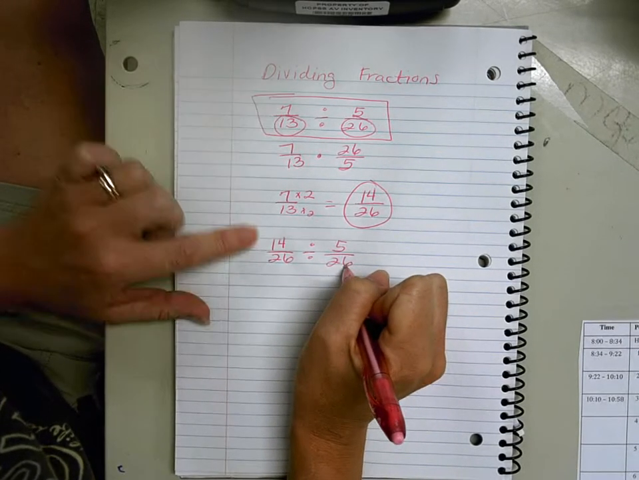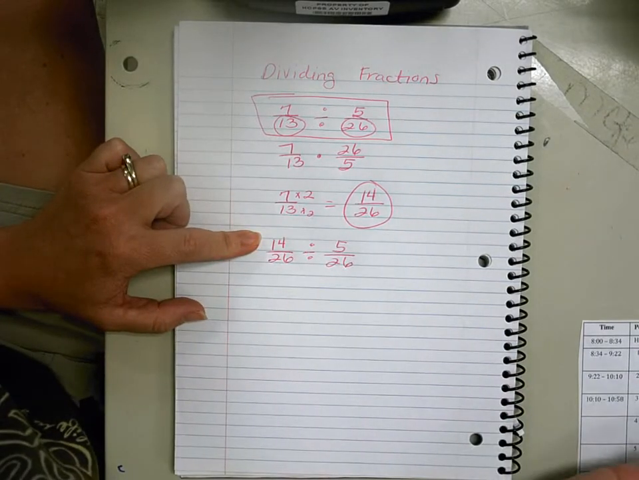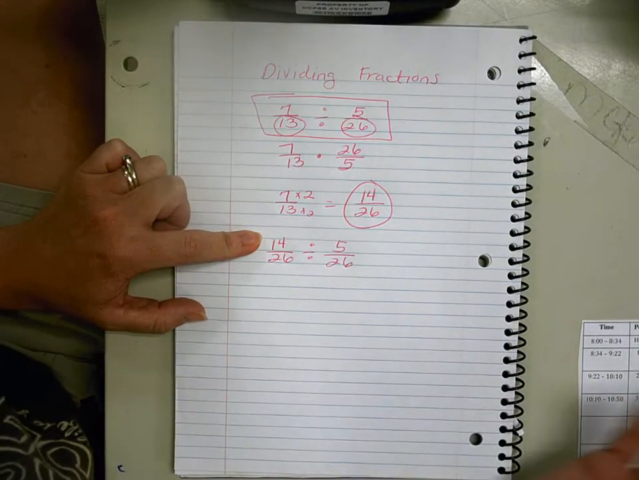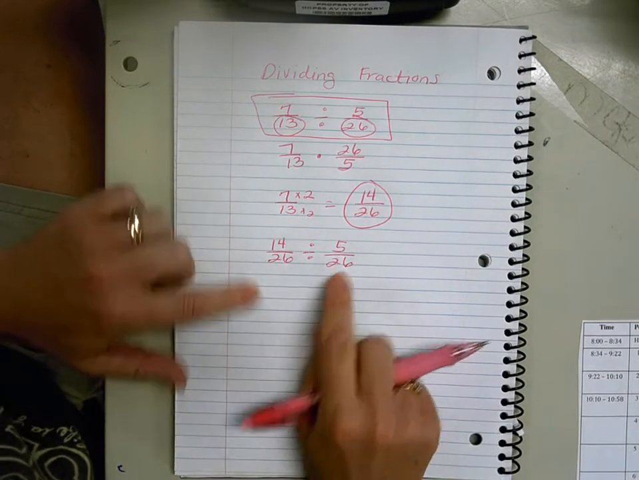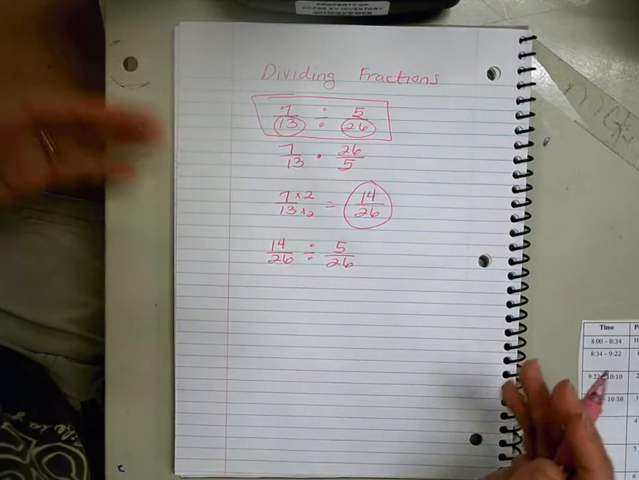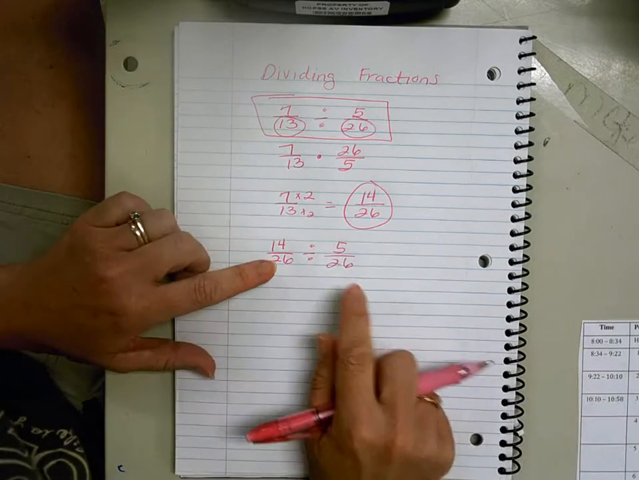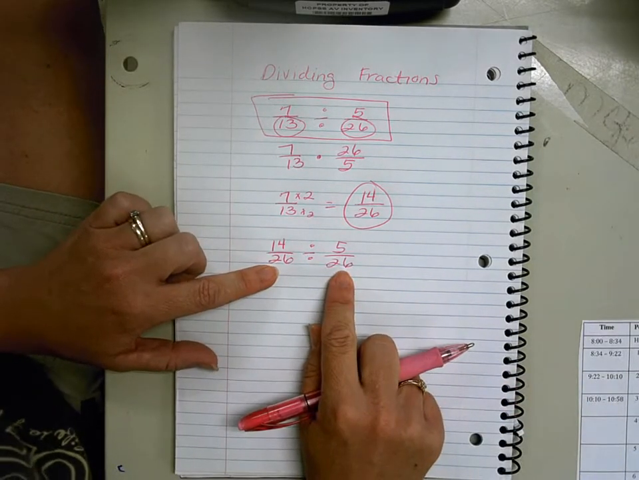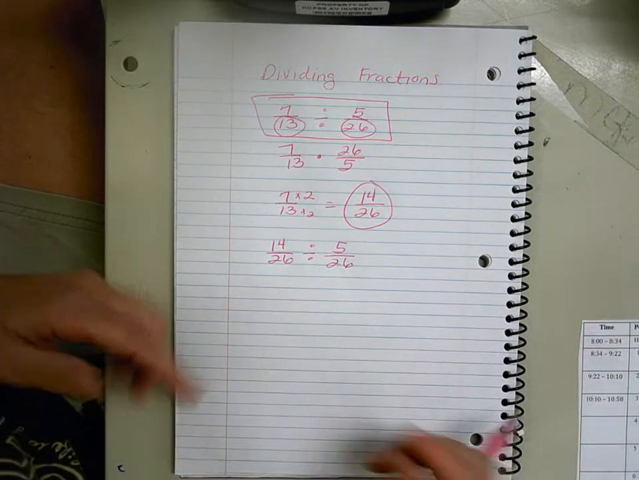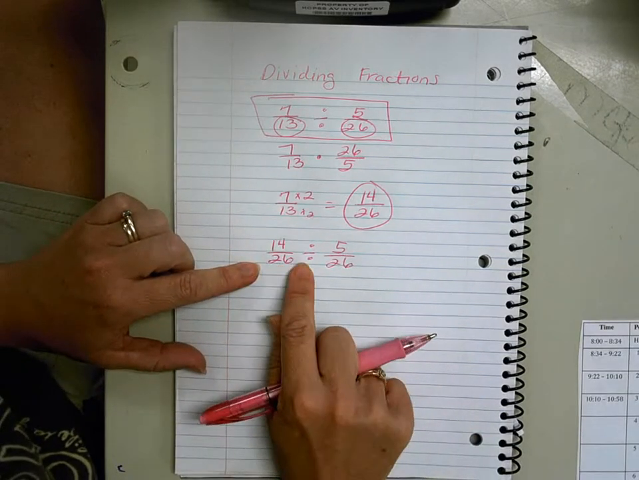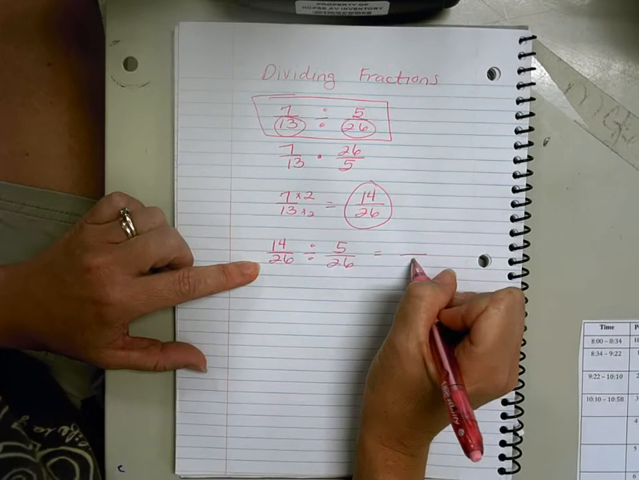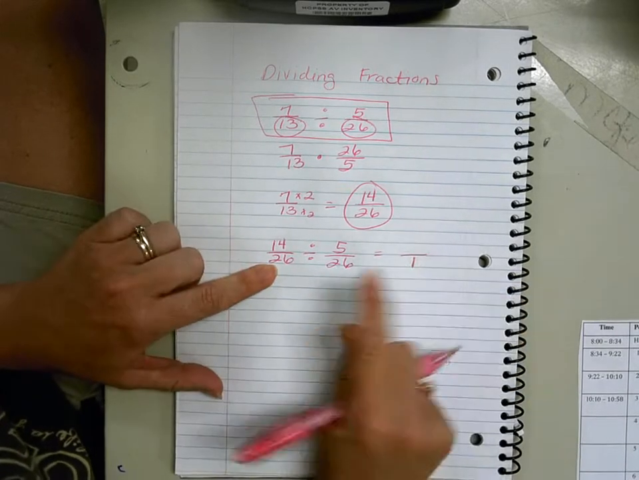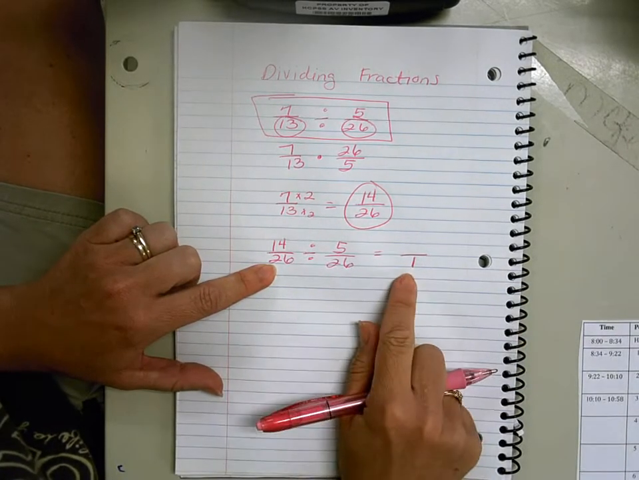At this point, I generally haven't convinced anybody this strategy is any easier. It looks like a more complicated problem. But now the denominators are both 26, and that's the exact point. Because the denominators are both 26, we can start dividing. When we divide 26 by 26, what do we come up with? Well, we come up with 1. Any number divided by itself is 1.